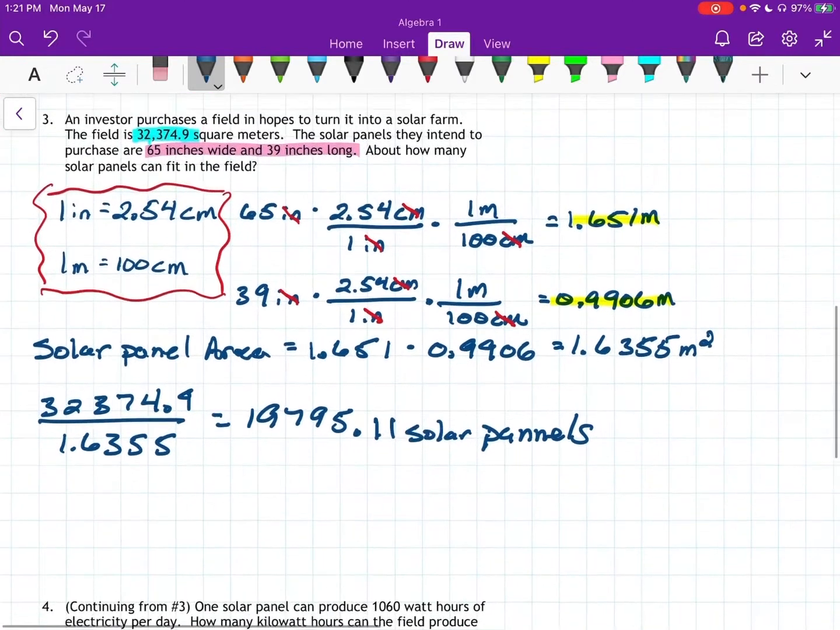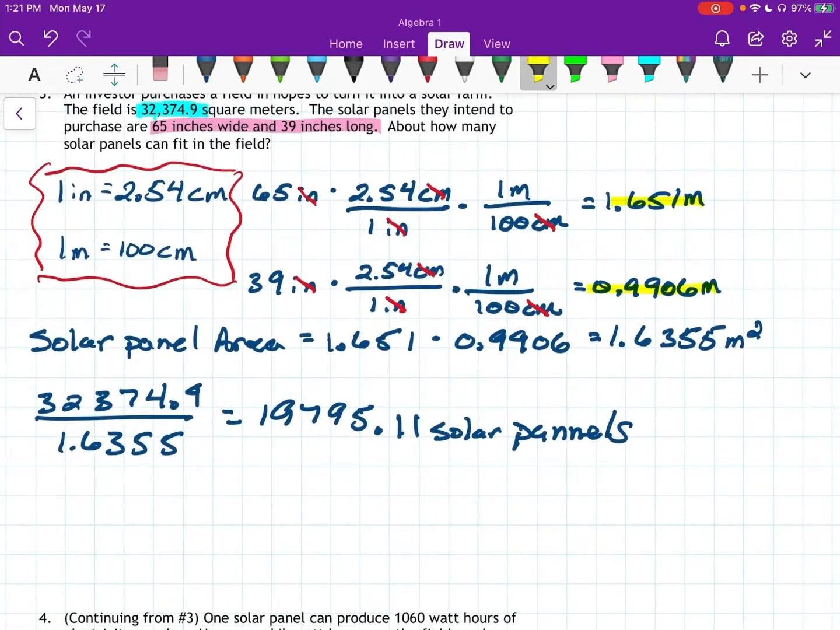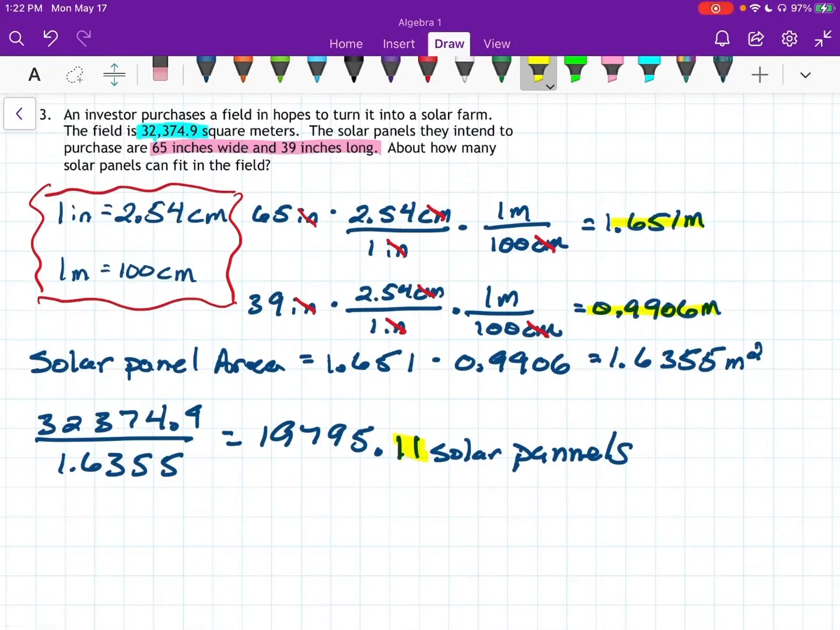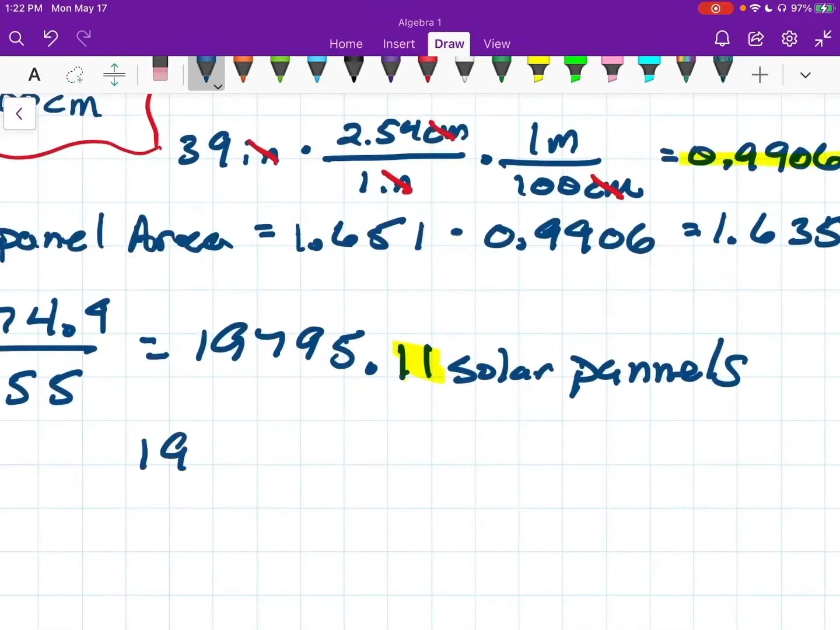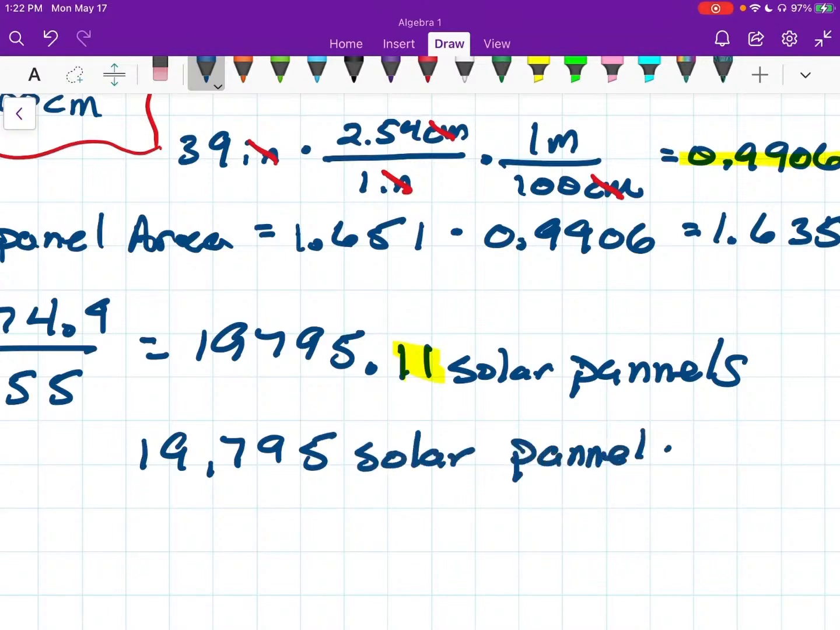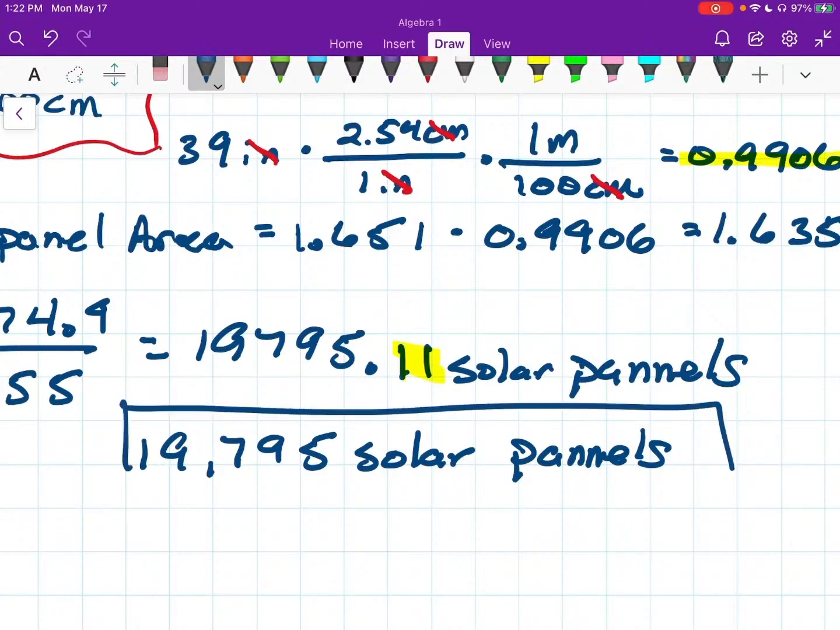Now, one of the things to notice here is that we've got this 0.11. Does it make sense to have a fractional solar panel, right? We're going to assume that they're not going to have this company custom make solar panels that are fractional size, so we're just going to round down to the nearest whole solar panel. So we'll round down to 19795 solar panels. And hopefully that's spelled right.